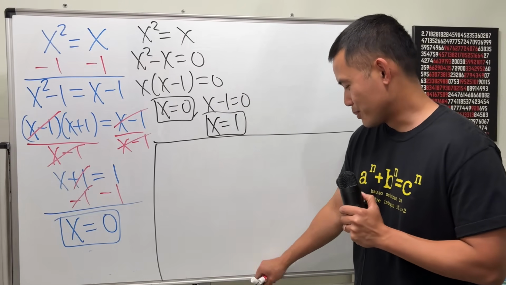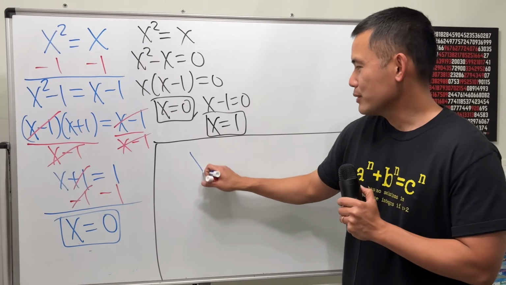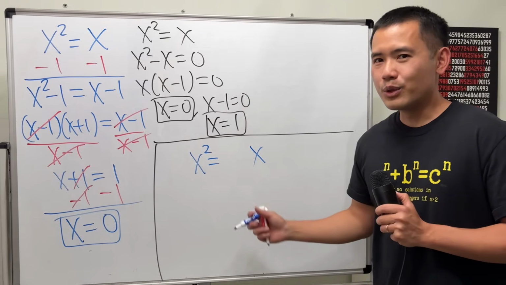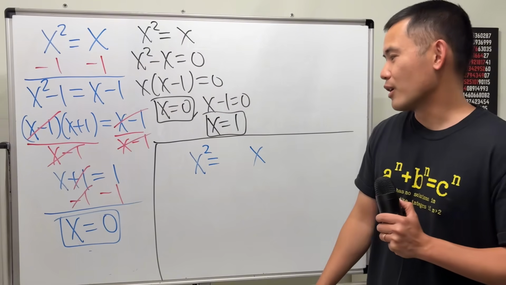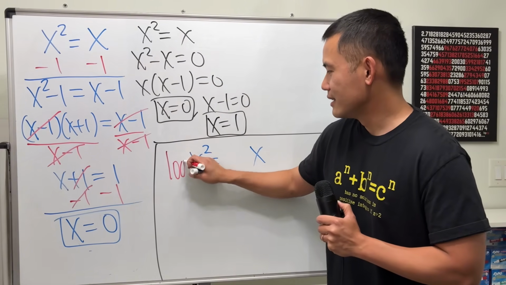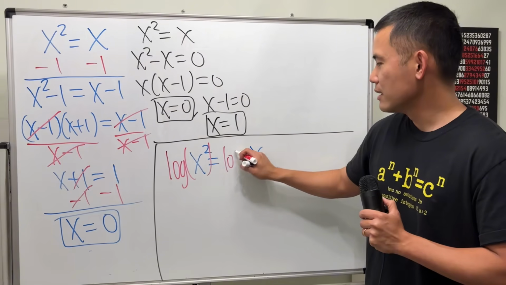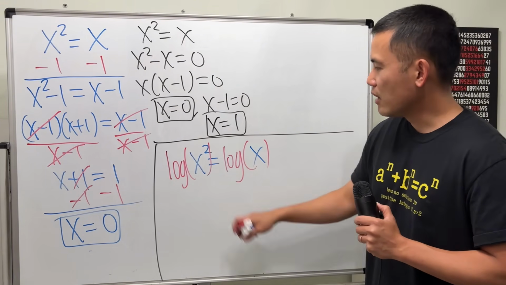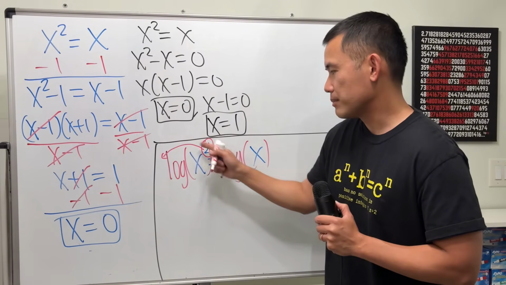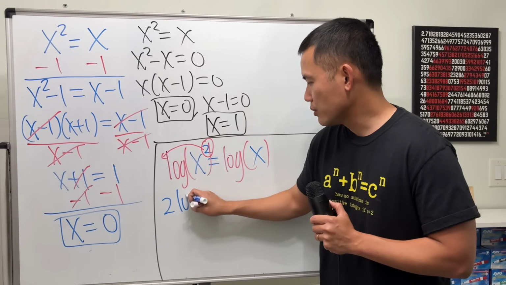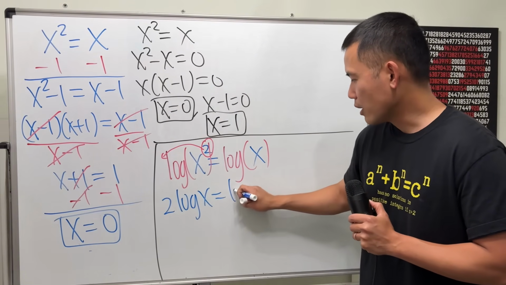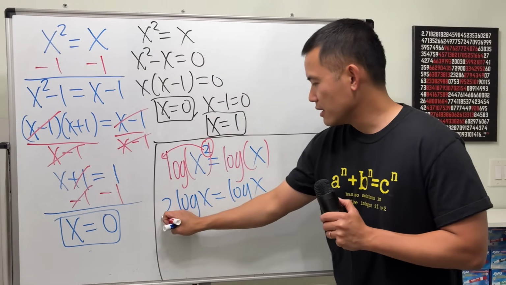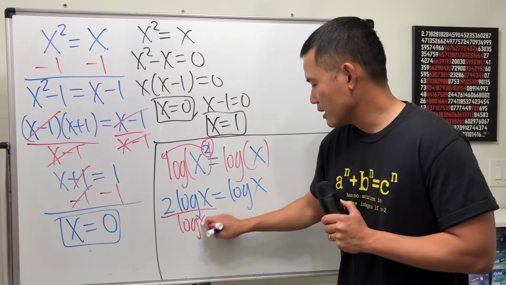Sometimes you just have to be super careful. Suppose you have x squared equals x. And let's say you want to solve this equation by taking the logarithms first. Let's take the common log, and this is technically log base 10. Once you have the log, you can put a 2 to the front. That's a power in the front. So you have 2 log of x is equal to log of x. We have log of x on both sides. Let's divide both sides by log of x.